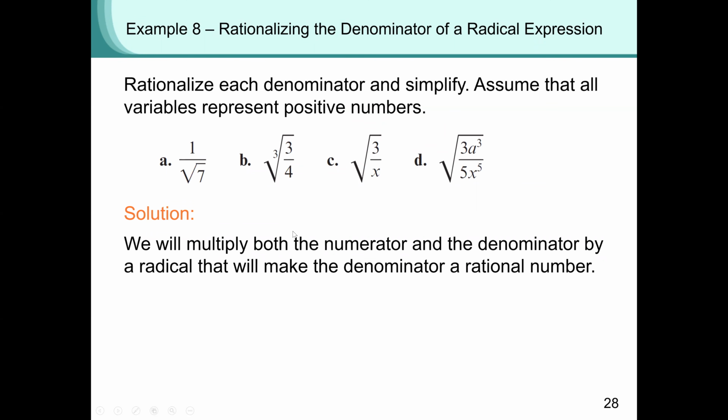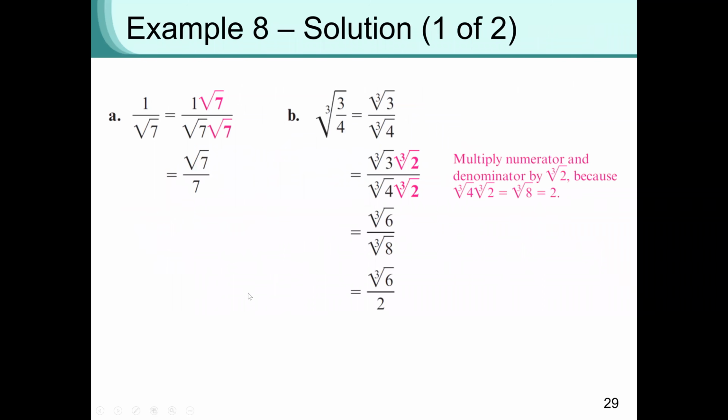We have a couple of examples here, so let's go through each one. Rationalize each denominator and simplify it. So 1 over square root of 7. Here, we have the square root of 7, and we have to take the square root out. So I'm going to multiply both the numerator and denominator by square root of 7. So this is what we get, square root of 7 over square root of 7.